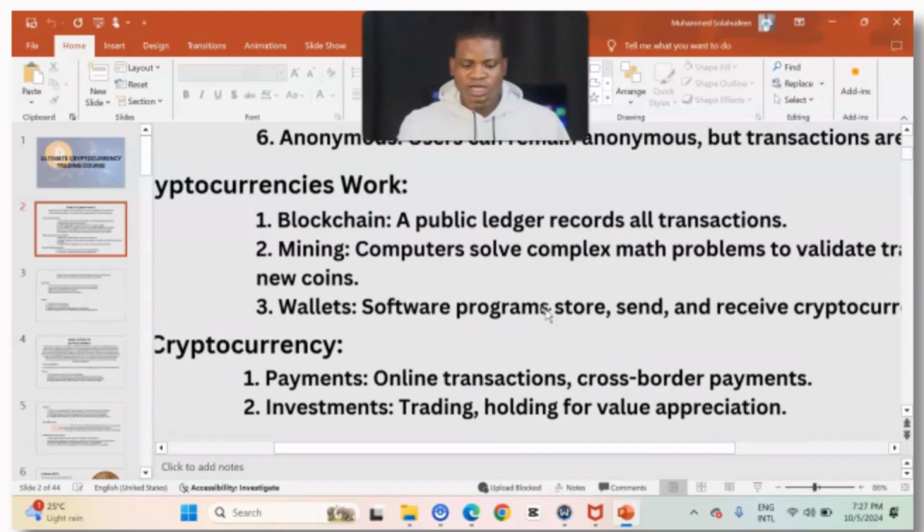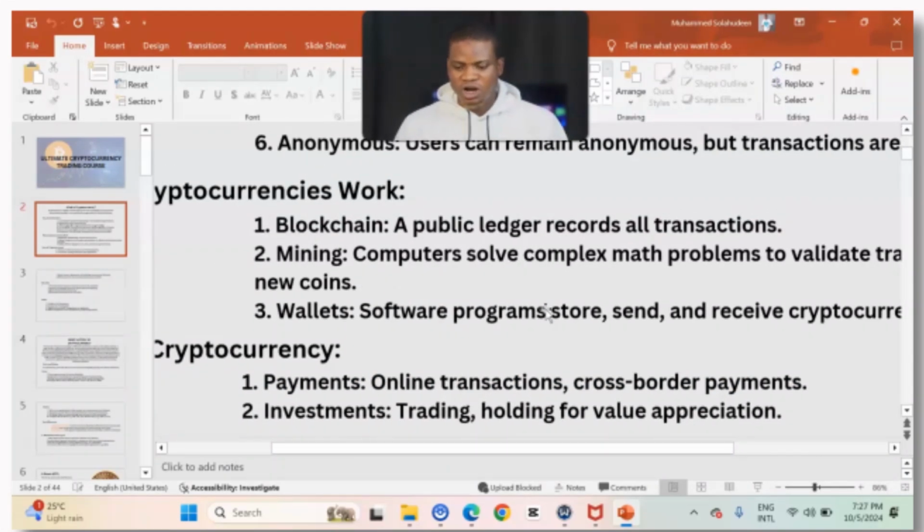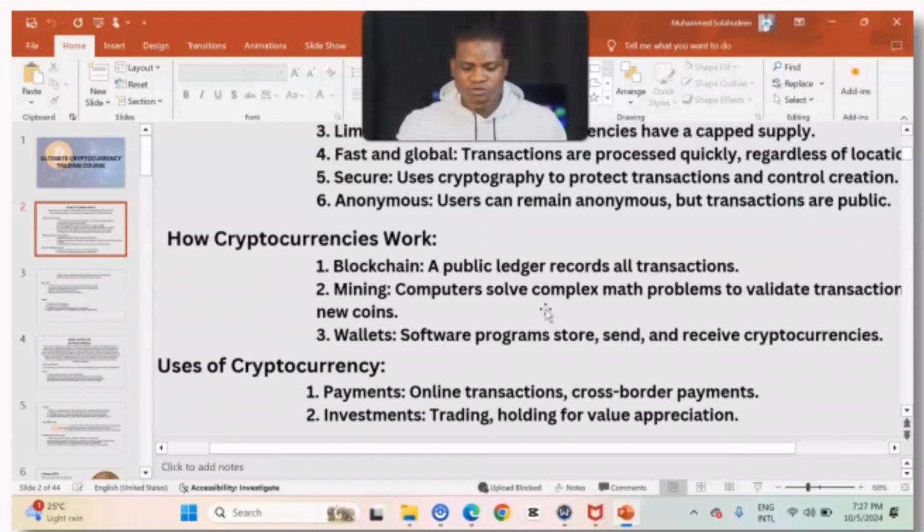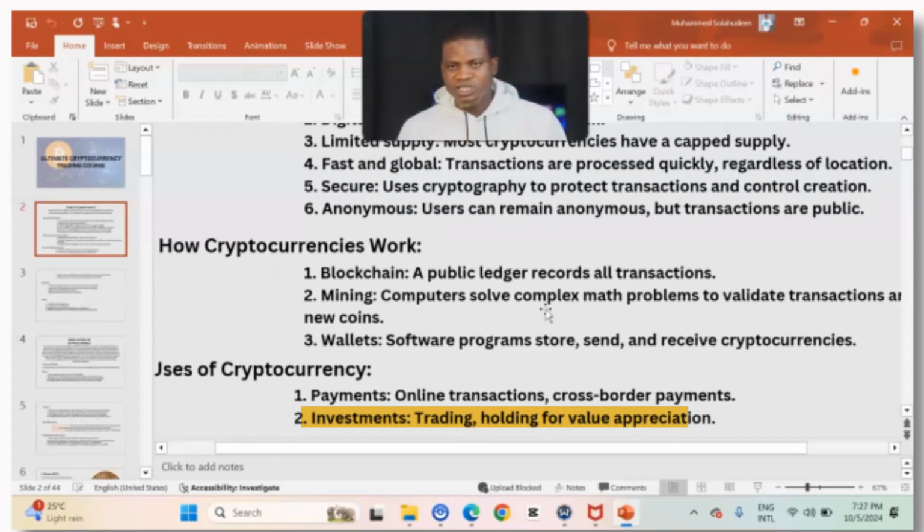So it is used for payments, online transactions, cross-border payments, and also it is used for investment, trading, or holding for value appreciation. You can trade the cryptocurrency market just like you trade stocks and forex. Also, you can hold it just like you hold gold, real estate, and other tangible assets that you hold and make money from the appreciation.